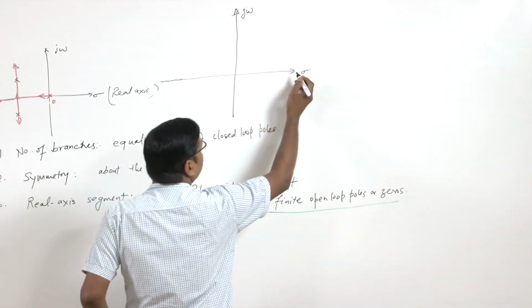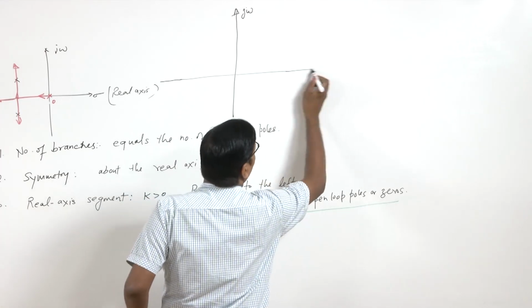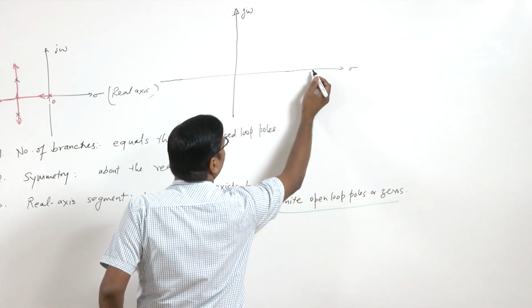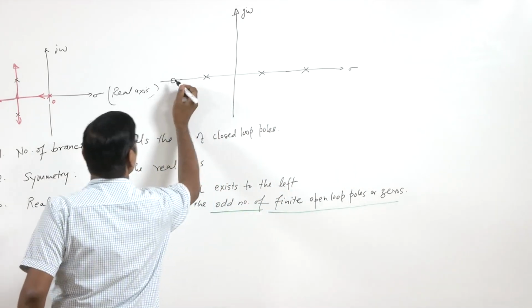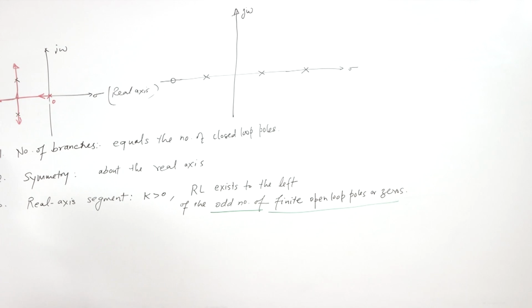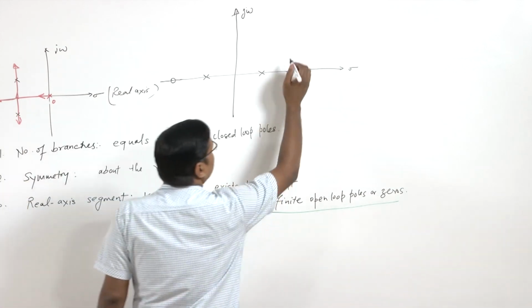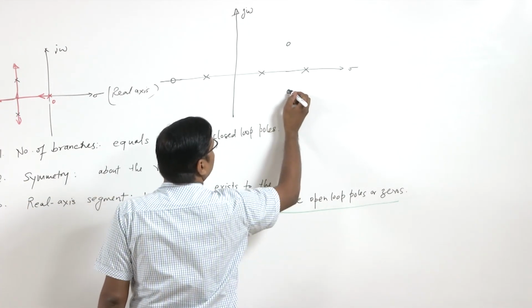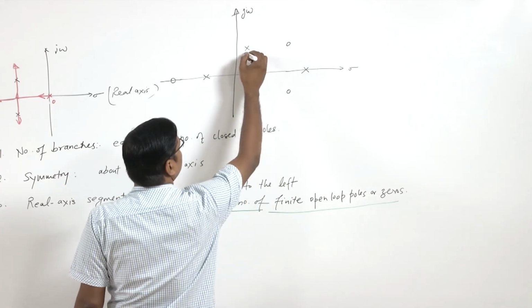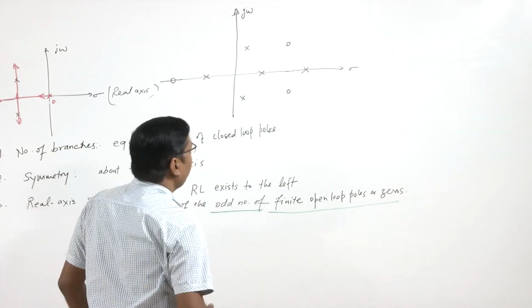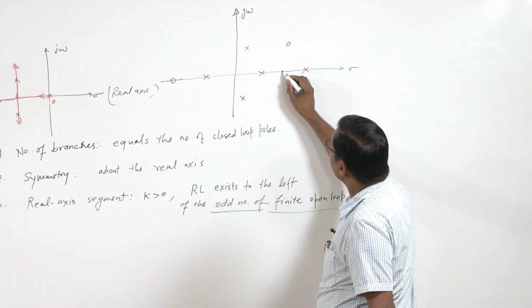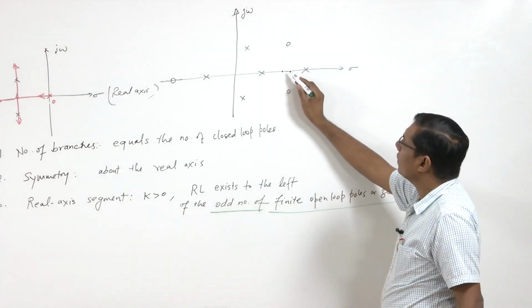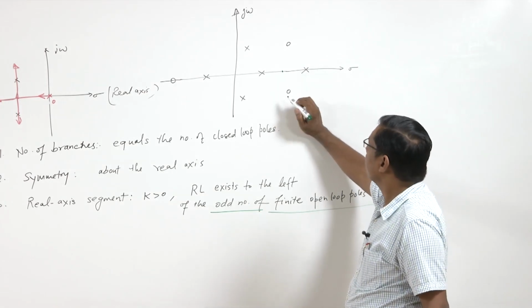And let's say we have here some poles, zeros. There are some other zeros, complex poles, and so on. Now let's take one point here. Suppose that the root locus is here.